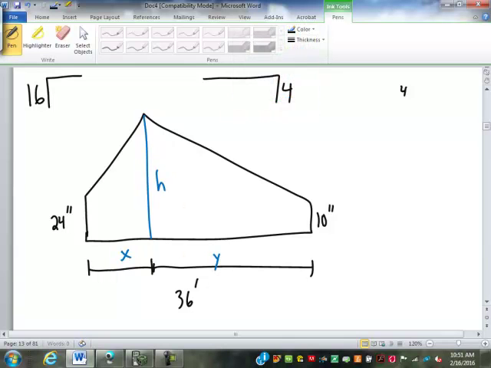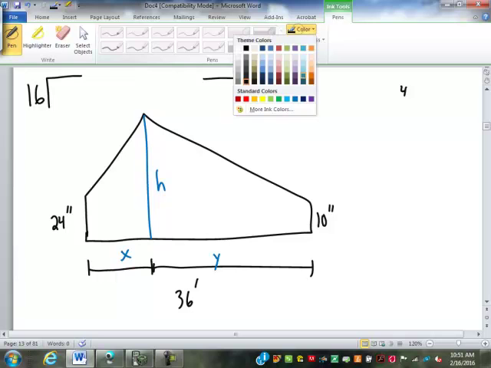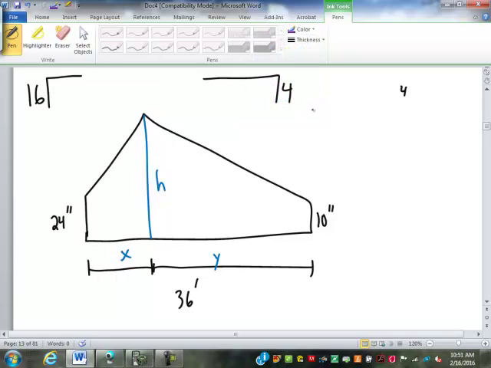Anybody have any suggestions as to where to start? No? Oh, come on now. I'll give you a hint. X plus Y equals 36. Is that a good hint? That's awesome. Okay. I'm guessing most of you could have come up with that on your own. Okay, now what?